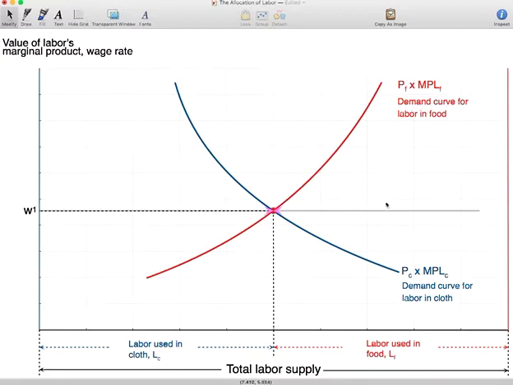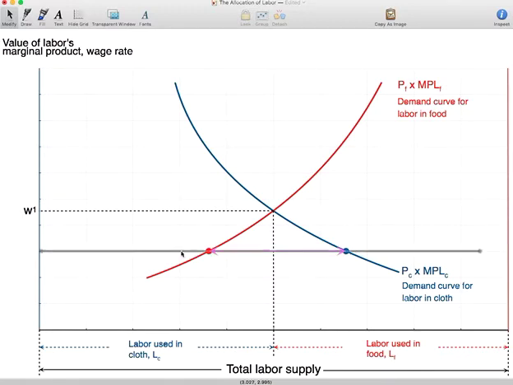So we can also take a look at wage rates below that, and let me move this line down below this point. So realize that this distance from here to here is the demand for labor in cloth production, and then moving from this direction over to here, this is the quantity demanded for labor in food production. So you can see that adding those two together is actually greater than the total labor supply. So at this wage rate that's below the equilibrium wage rate, the total demand for labor in cloth and food is greater than the supply of labor available in this economy. So we're going to have a shortage.